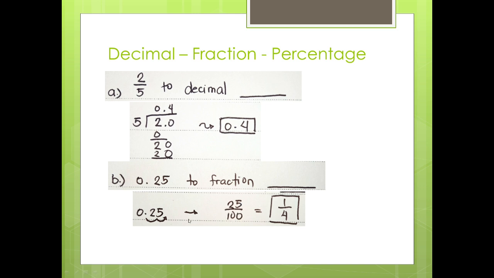Where did we get the 100? By moving this decimal place, that gives us two zeros. So that's 25 over 100. Then we simplify this to its lowest form. So 25 over 100 are both divisible by 25. So 25 divided by 25 is 1. 100 divided by 25 is 4. So therefore 0.25 is equivalent, in terms of fraction, to 1/4.